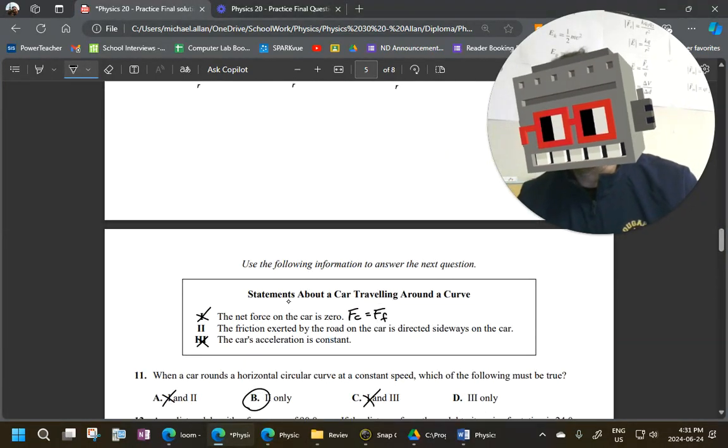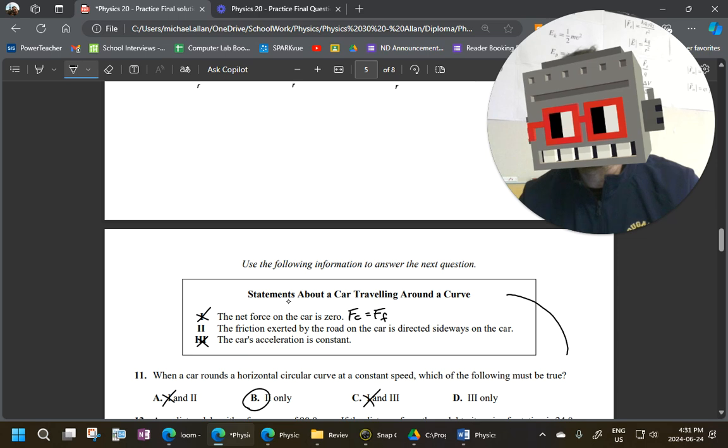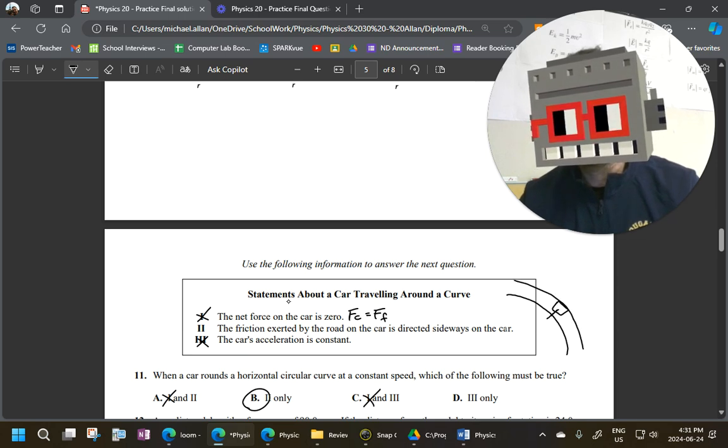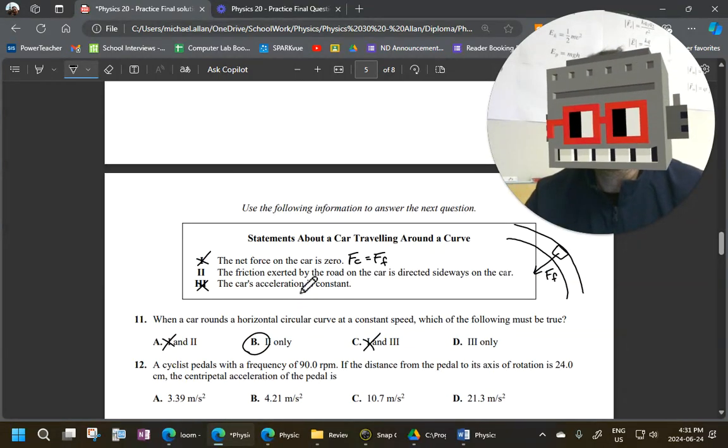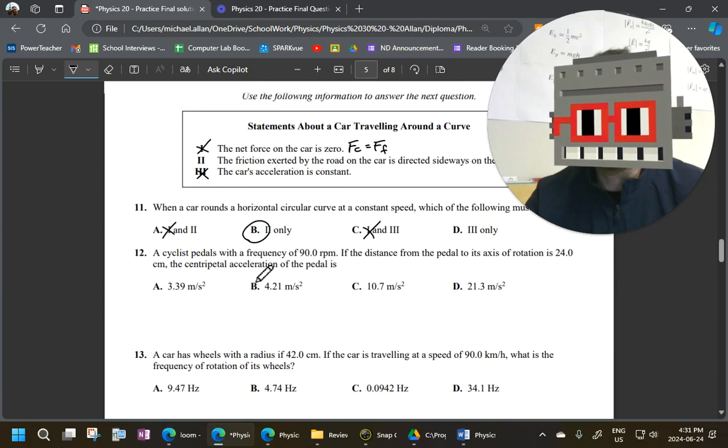You could draw a little picture here if you want to. Here's my car. This is a top-down picture. There's got to be this friction force acting inwards to keep the car in motion in that circle.